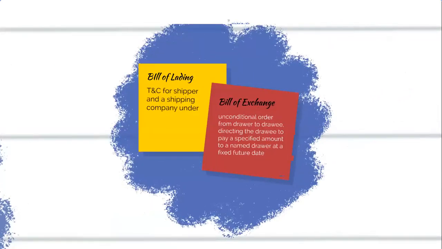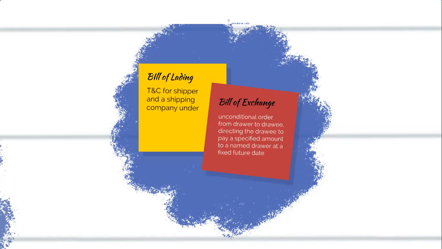The two names that start with the word bill. One is bill of lading and second is bill of exchange. Firstly, if I talk about bill of lading, it is a document that establishes the terms and conditions of a contract between a shipper and a shipping company, under which freight is to be moved between specified points for a specified charge. The bill of lading is of both types, the negotiable as well as the non-negotiable form.